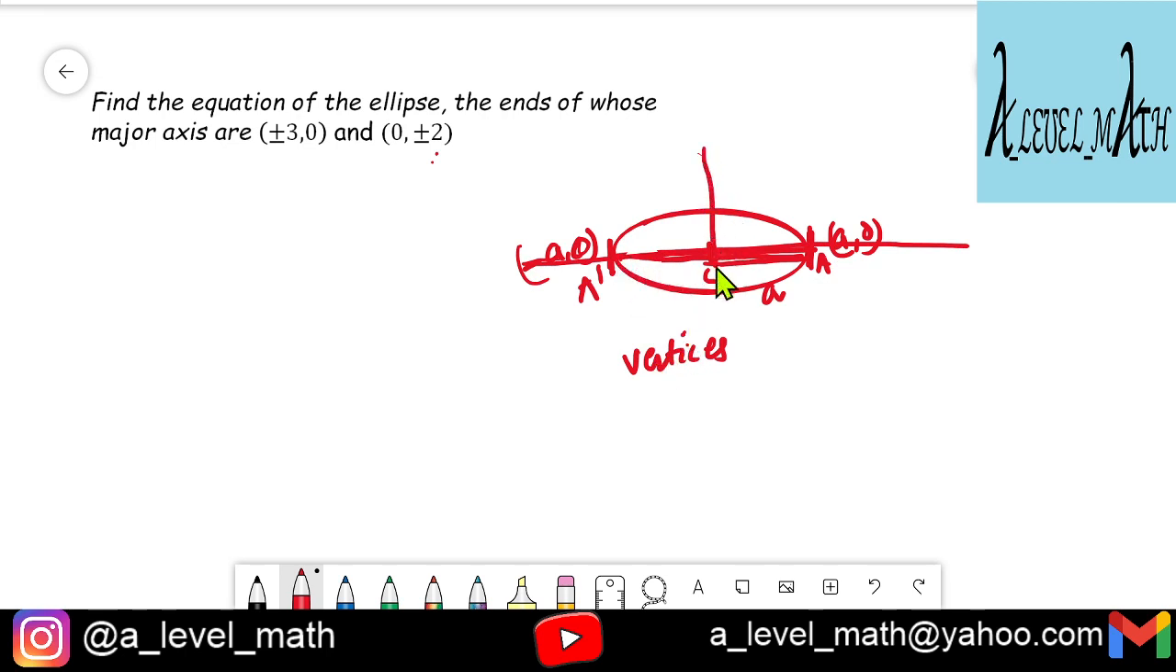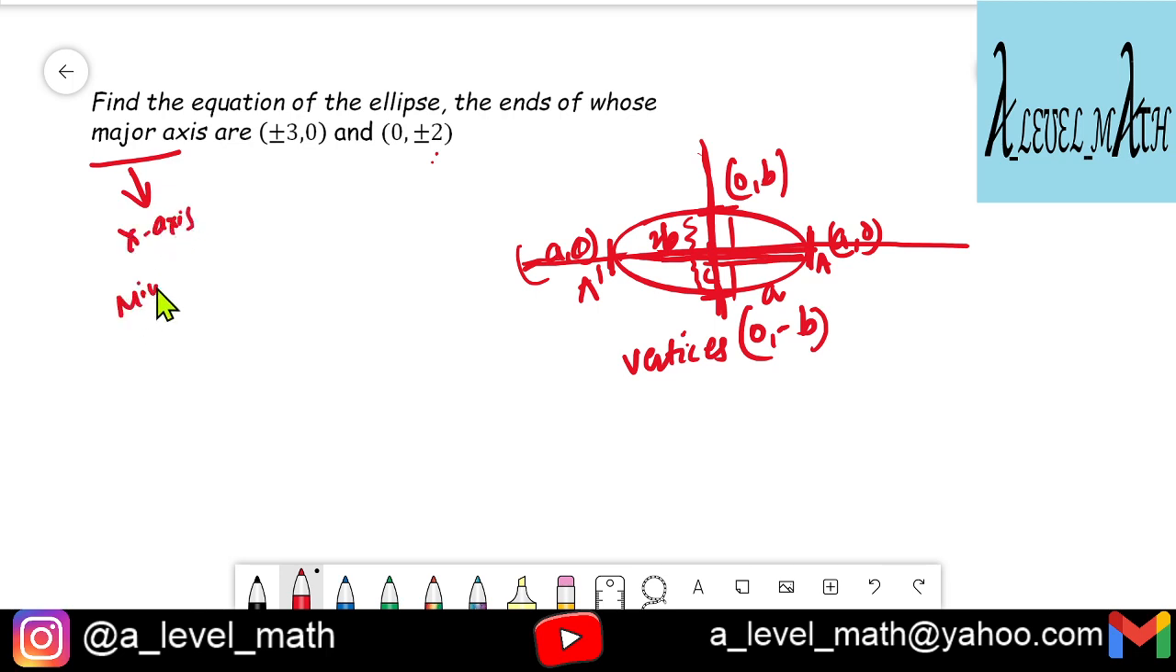And what is minor axis, guys? Minor axis, in a similar way, if I take these 2 points, these are 0 comma b and 0 comma minus b. So these are my end points of the minor axis. The length of the minor axis is 2b units because b plus b is 2b units. And minor axis is along the y-axis. So always remember that for a horizontal ellipse, which we are dealing with as of now, major axis is along the x-axis and minor axis is along the y-axis.